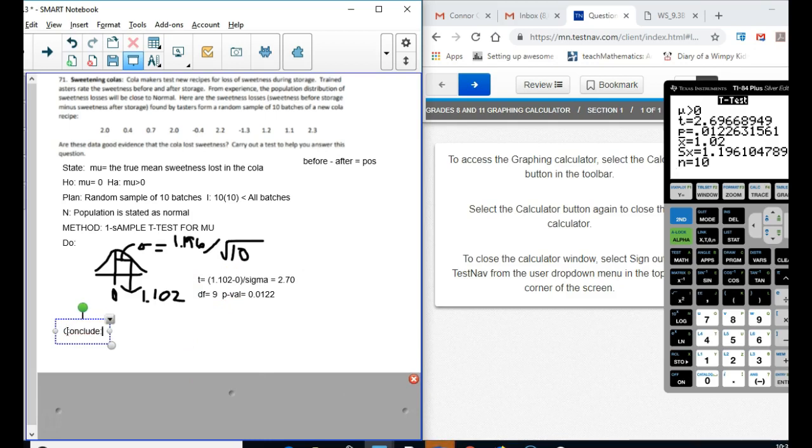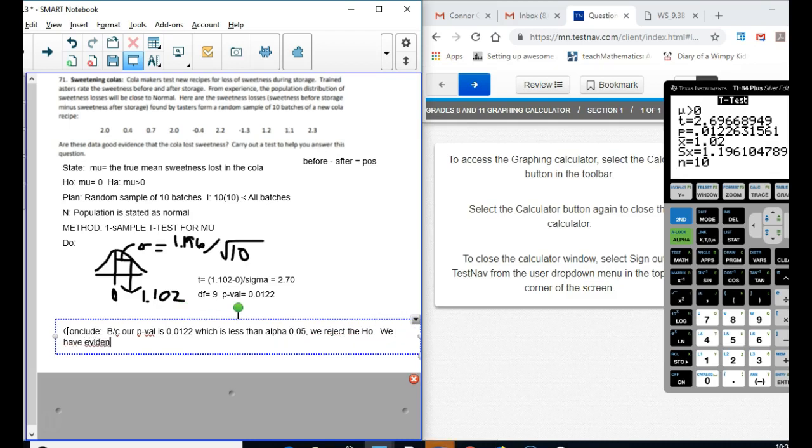Conclude. Because our p-value is 0.0122, which is less than alpha 0.05, we reject the null hypothesis. We have evidence that the true mean sweetness lost in cola is greater than 0.